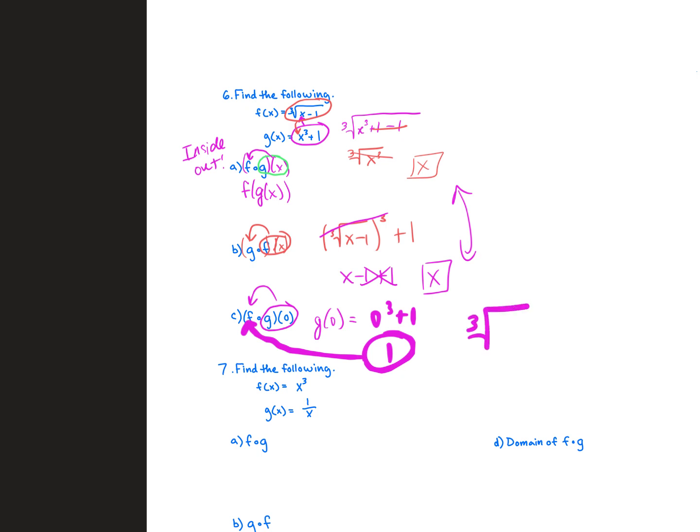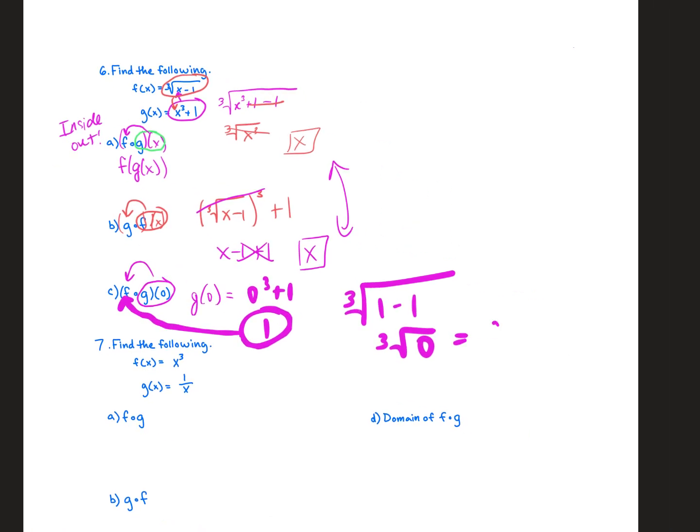So this is now the cube root of 1 minus 1. Agreed? Okay, so what is 1 minus 1? What's the cube root of 0? What number times itself 3 times gives you 0? 0, yeah.